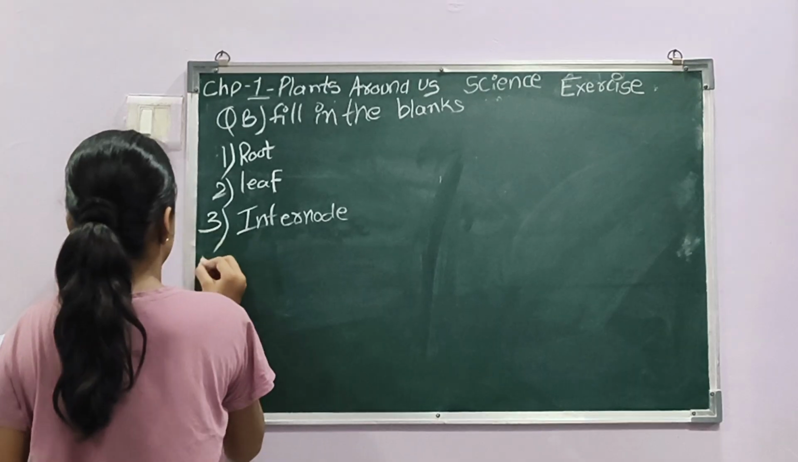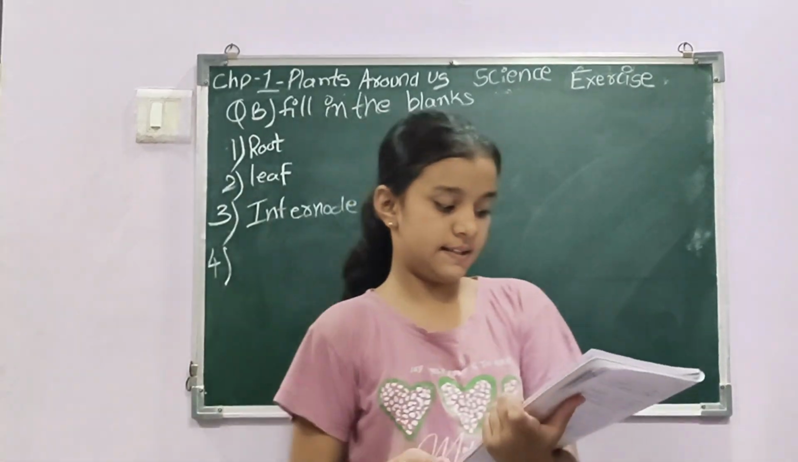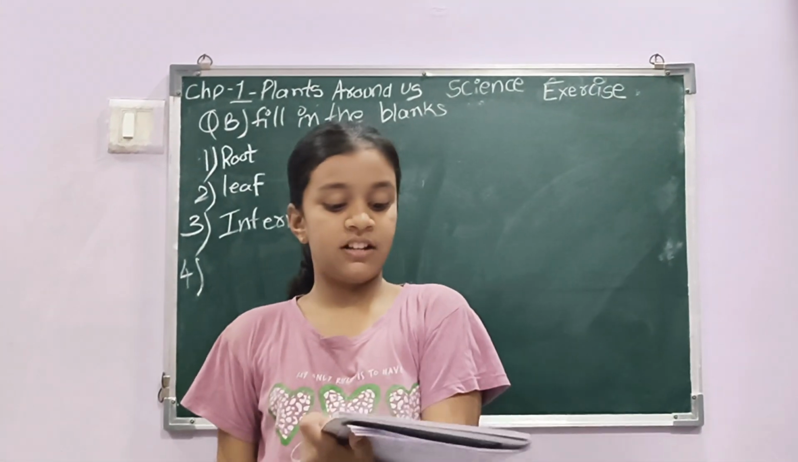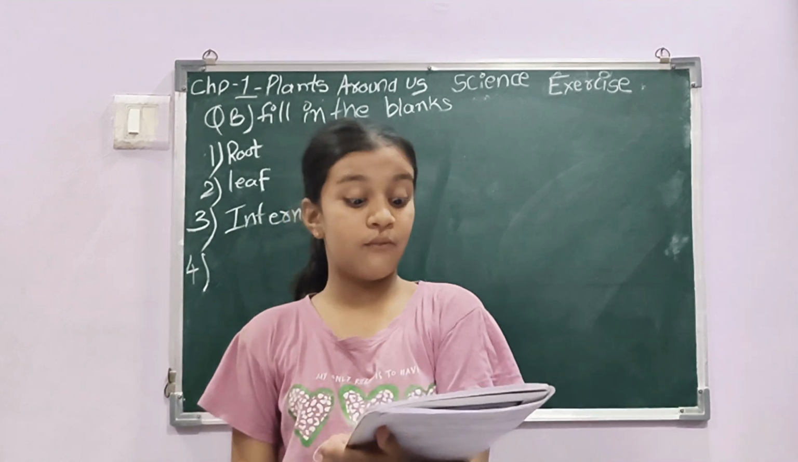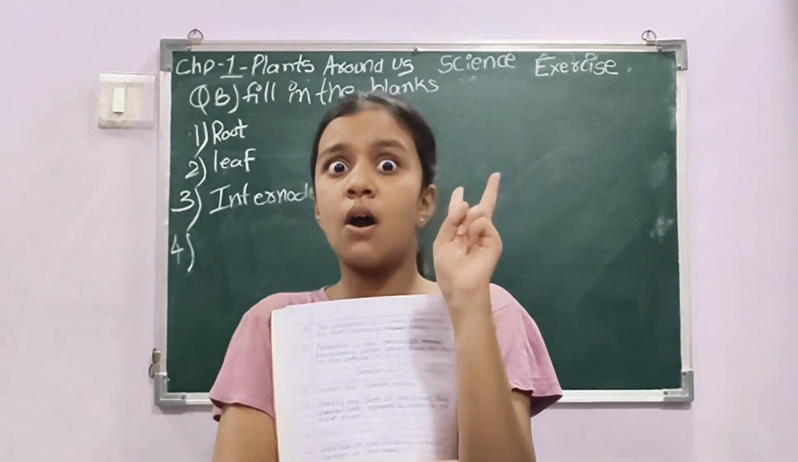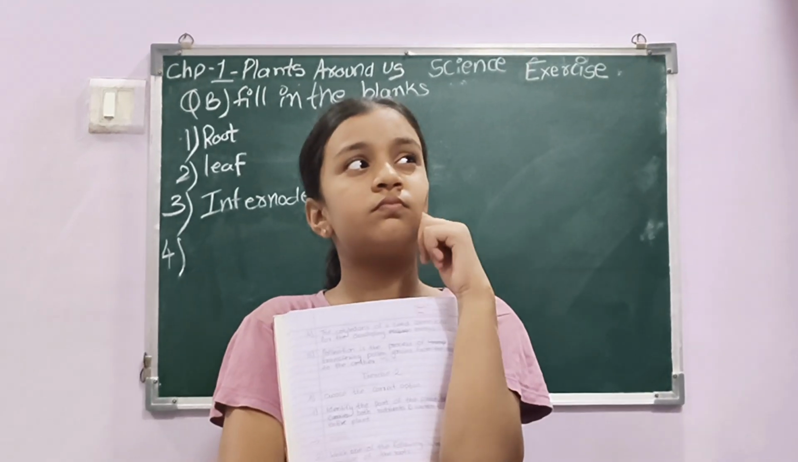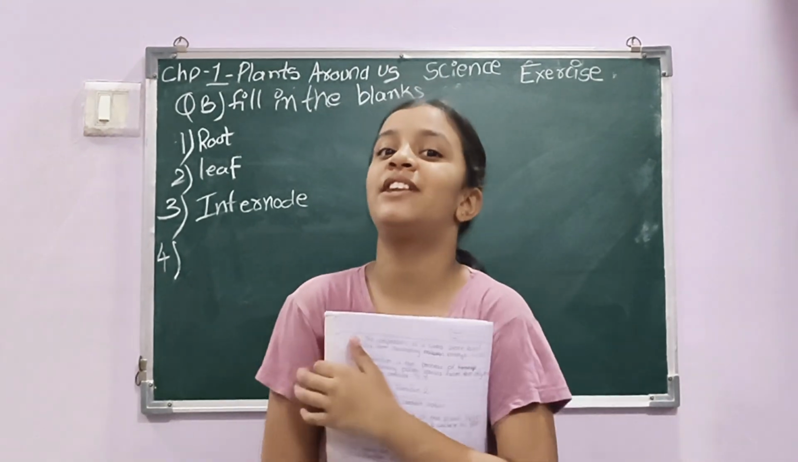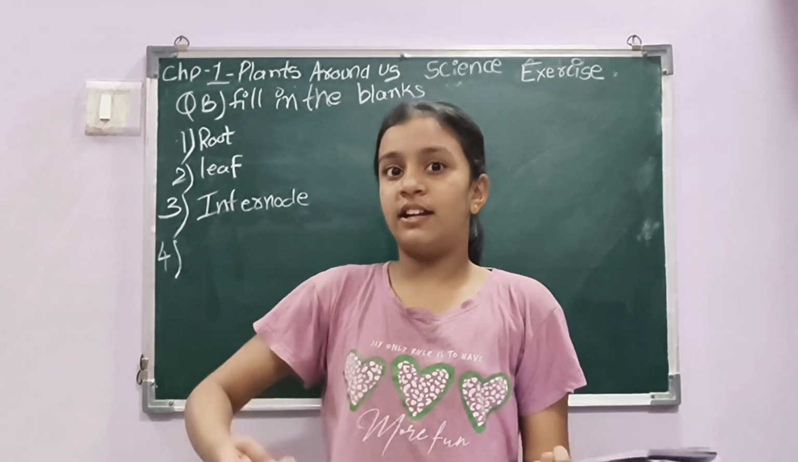Now our fourth one answer. What is the fourth one answer? See, plants with dash venation usually have one cotyledon. Which venation? Parallel or reticulate? Yes, parallel venation has one cotyledon.